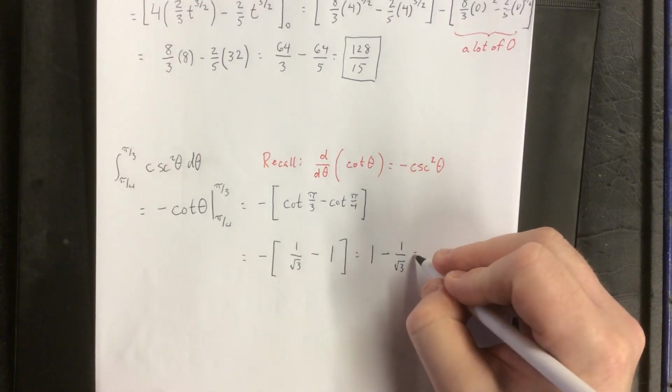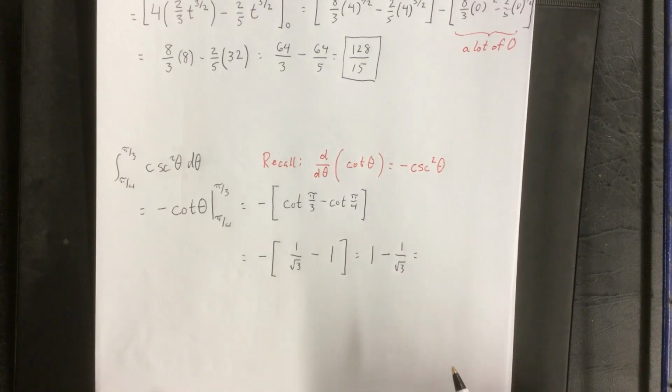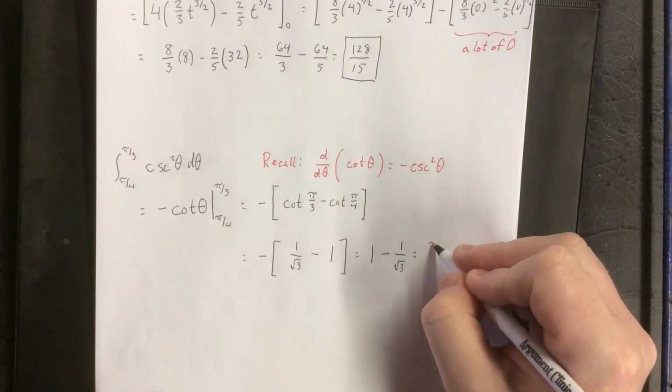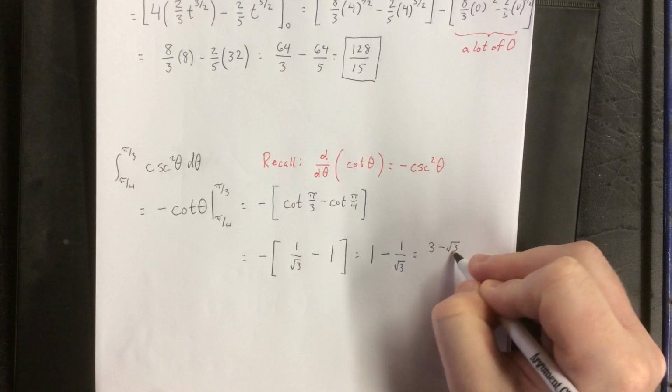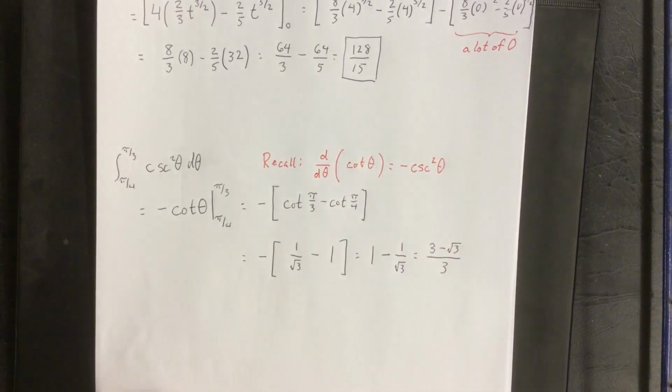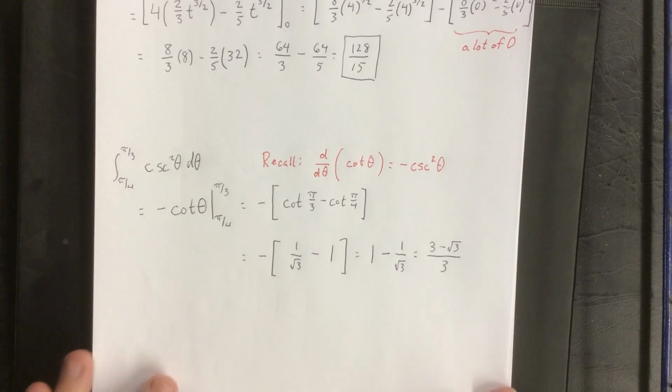But if you wanted to get really fancy with this, like say, get a common denominator and then rationalize the denominator, this could also be expressed as 3 minus the square root of 3 all over 3. We'll take a look at a couple more examples.